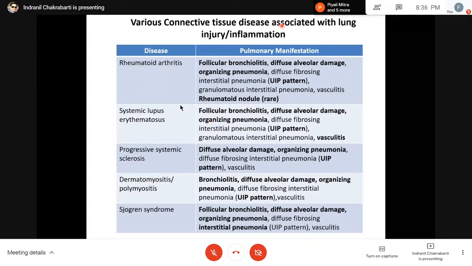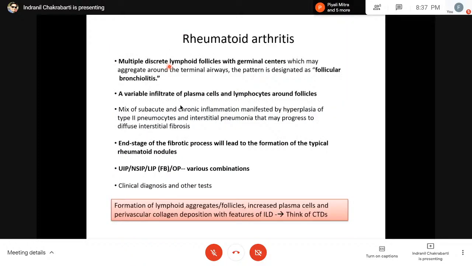The various connective tissue diseases are associated with lung injury and inflammation, for example rheumatoid arthritis, where we get follicular bronchiolitis, which is the other name of LIP. Diffuse alveolar damage and organizing pneumonia can be seen in all the connective tissue diseases, and we can get a constellation of patterns that we have already discussed under the chronic lung injury patterns. In rheumatoid arthritis, we usually get discrete lymphoid follicles, so the pattern of chronic lung injury along with lymphoid follicles and plenty of plasma cells.